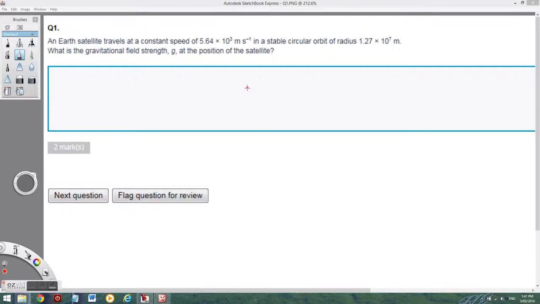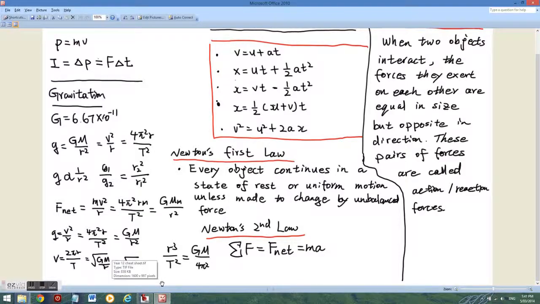Okay, now let's do some example questions. Before we do questions, you should all update your formula sheet, or your cheat sheet. I updated mine. I put all the new equations there, so I'm able to use it.